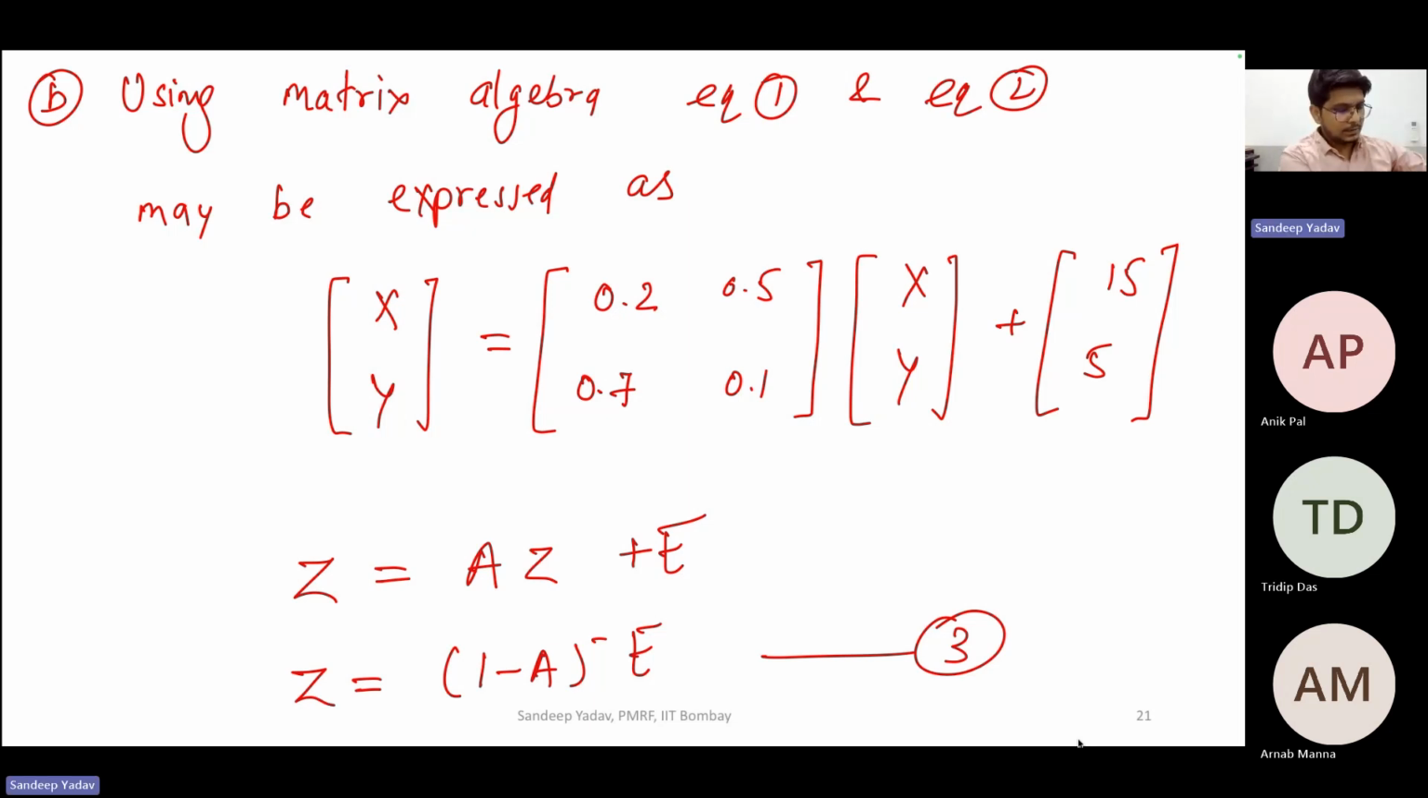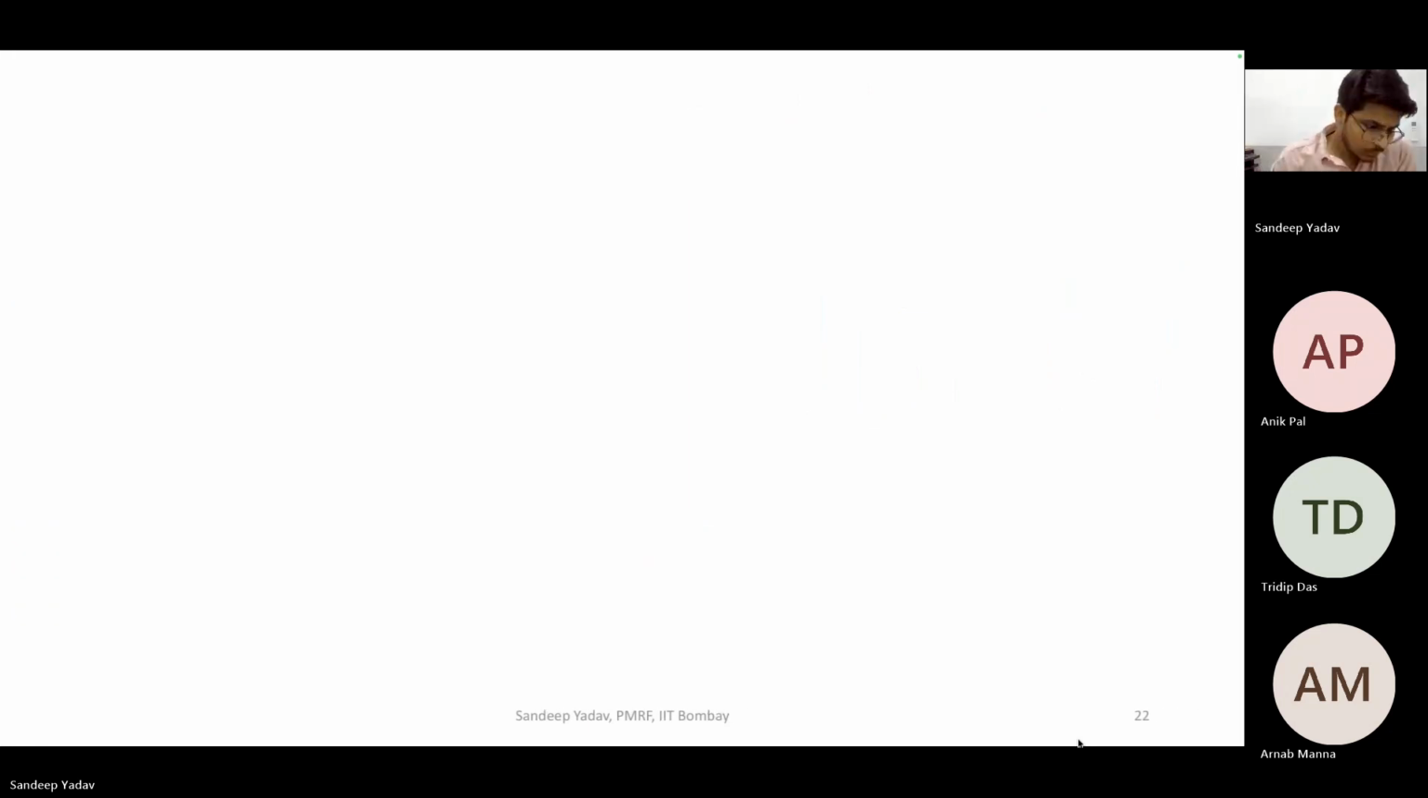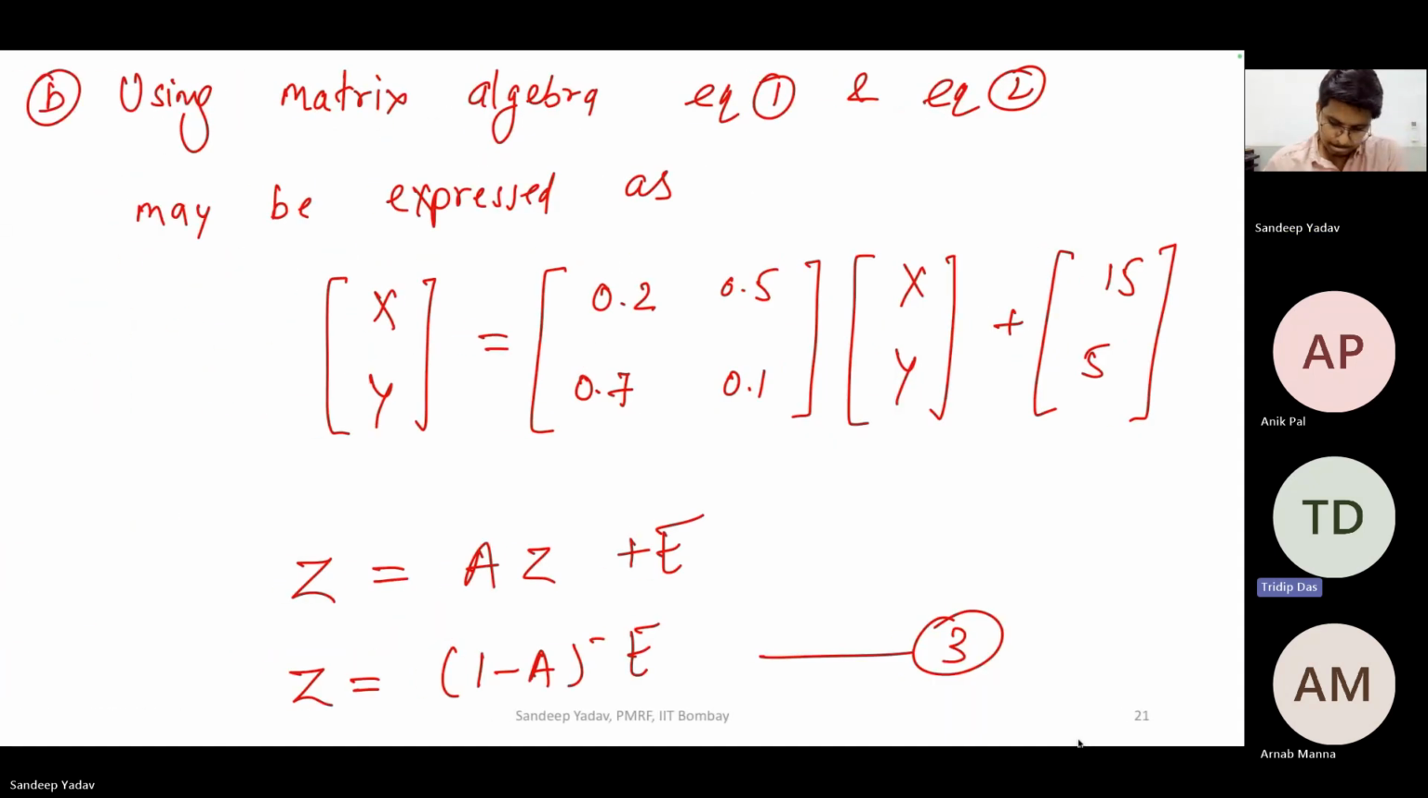When we calculate these things here, sir, please go to the last slide. Yes. Sir, what is AZ, sir? If you are considering this as A, then what would it be? It is Z. That would be E.